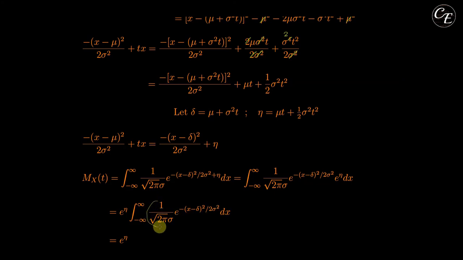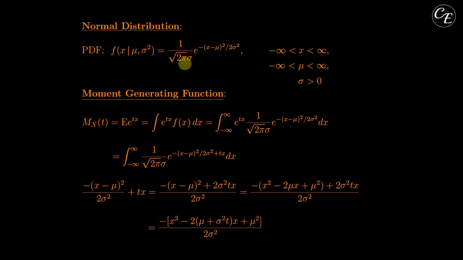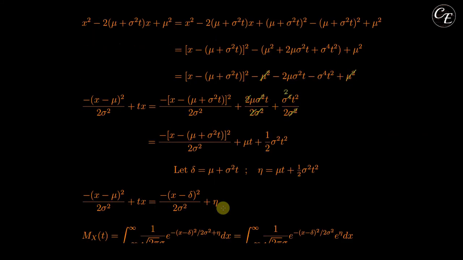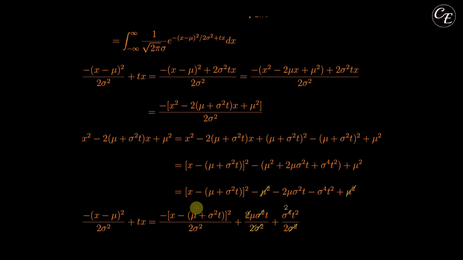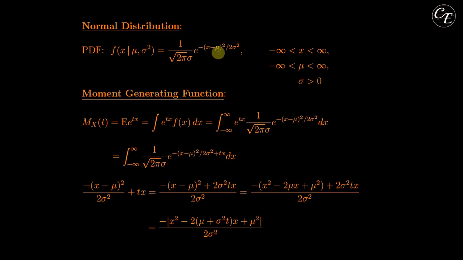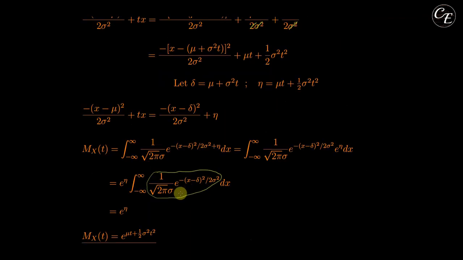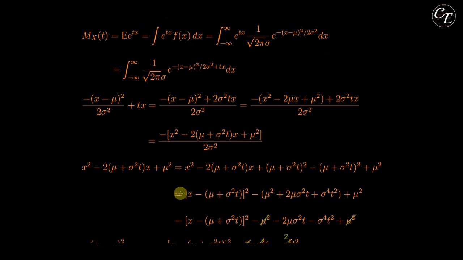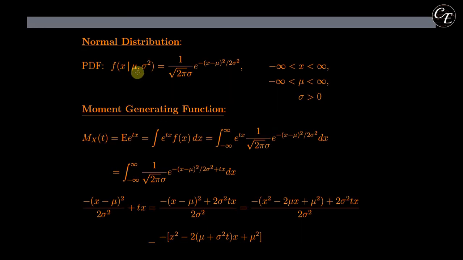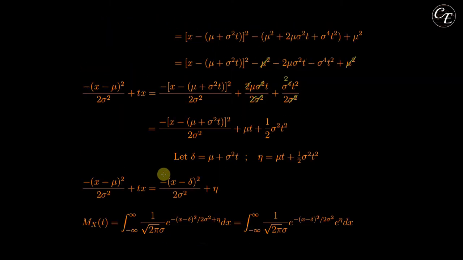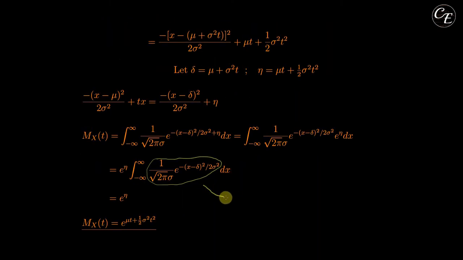Then if we compare this expression to our probability density function, which is this one, they are almost the same, except that this is delta, while this one is mu, which are constants. So this one is a probability density function, which is this one for the normal distribution, but this mu is delta. So this is a probability density function, which is a normal distribution.